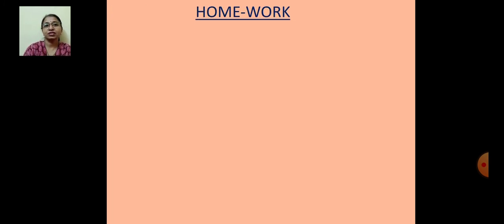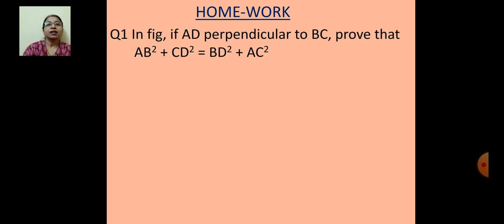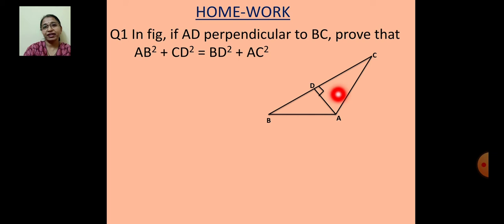Now homework question. In the figure, this is that figure. If AD is perpendicular to BC, prove that AB square plus CD square is equal to BD square plus AC square. So children, the sum is very simple. Because of this segment AD, your triangle ABC is divided into two right angle triangles. You apply Pythagoras theorem in both the triangles. Express those equations in terms of AD square.